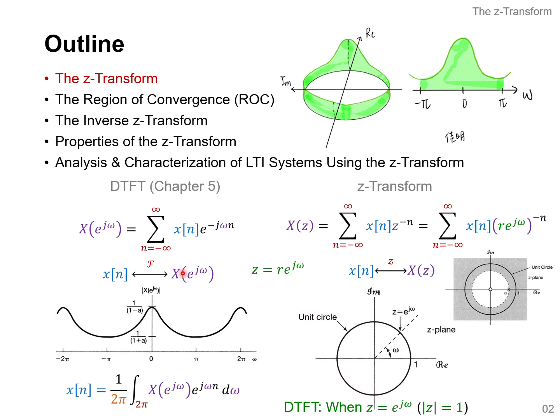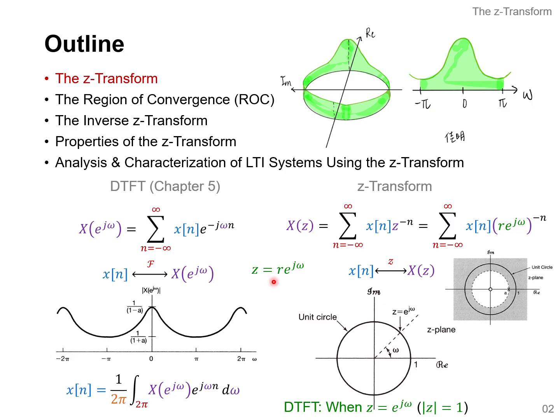So the DTFT is limited because it only works for signals defined on the unit circle, when the magnitude of Z equals 1. The Z transform is more general. It uses the variable Z, and it includes both a magnitude R and an angle omega. This extra magnitude part lets the Z transform work with unstable signals too.